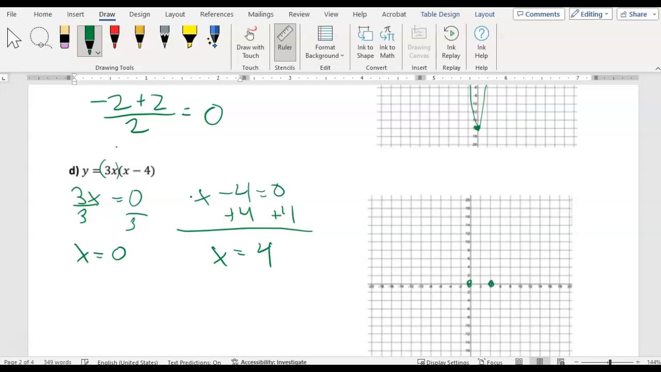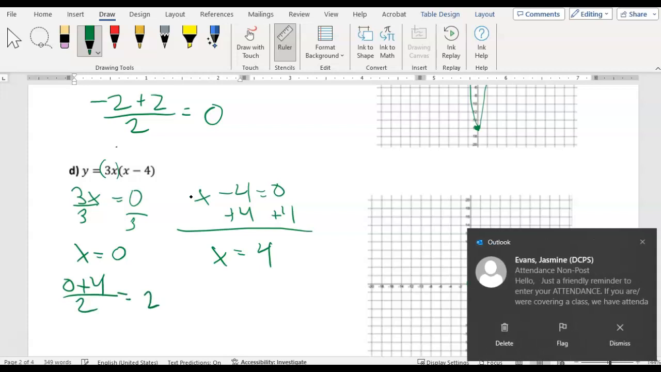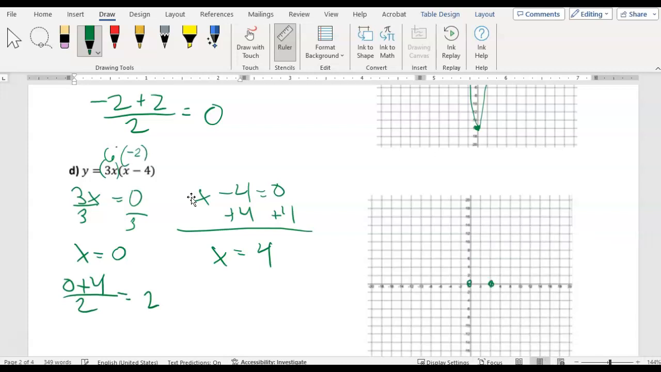You can see immediately in between that is 2, but mathematically (0 plus 4) divided by 2 is 2. So now to find the vertex, I'm going to plug that in here. With 6 times -2 is -12.